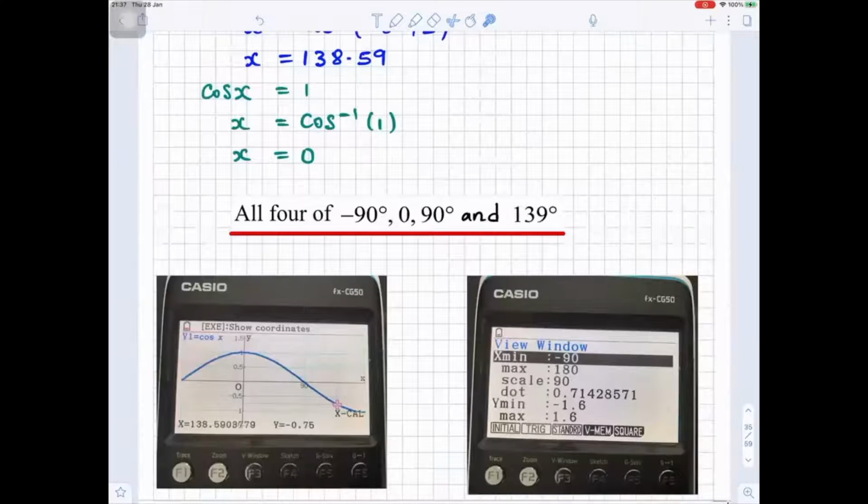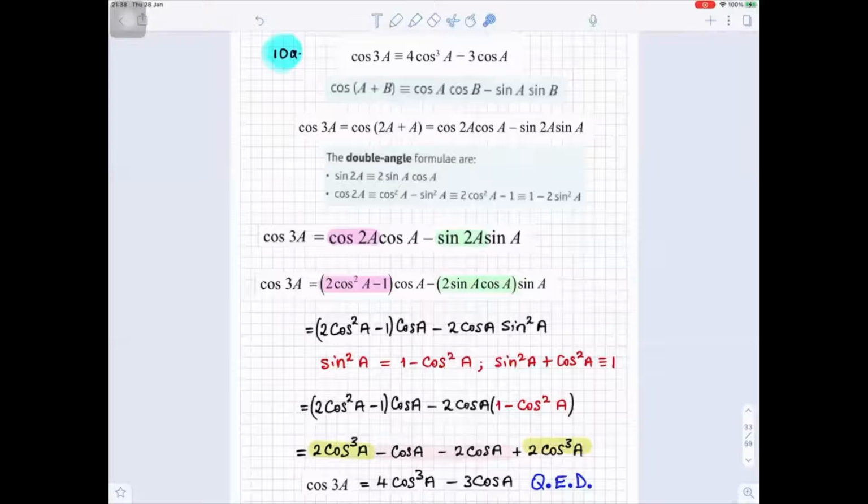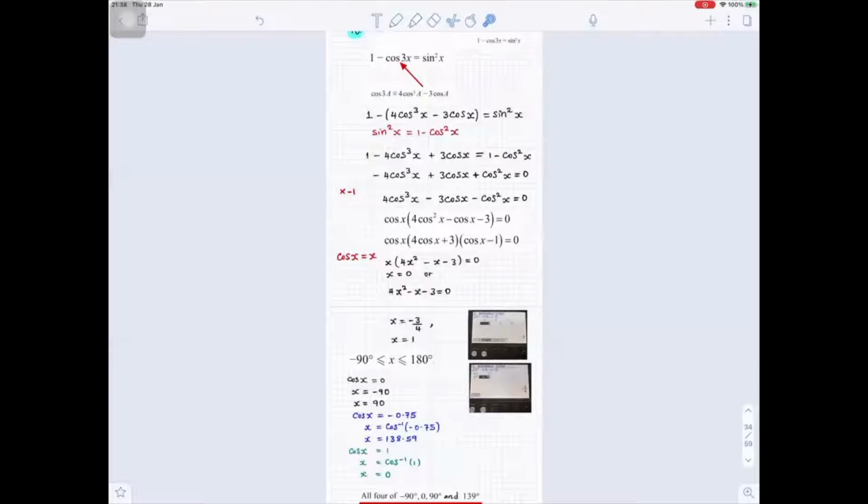And if you plot your graph of y equals cos x, when x is 138.59, y is minus 0.75. You can see there. And you can use this for the view window to change the x and the y values. So that's your answer for question 10A. And that's your answer for question 10B.